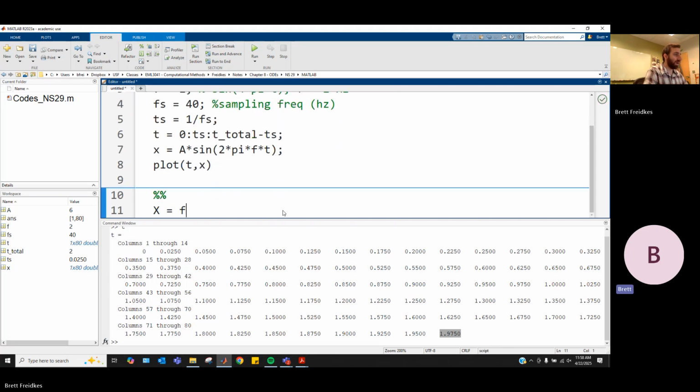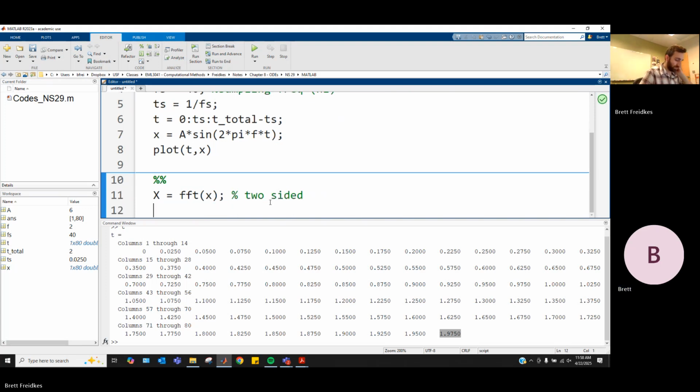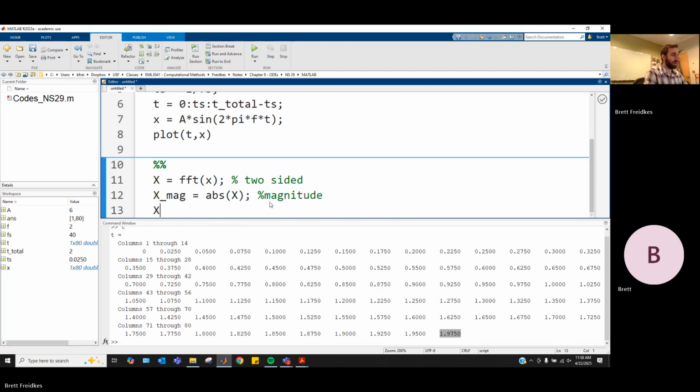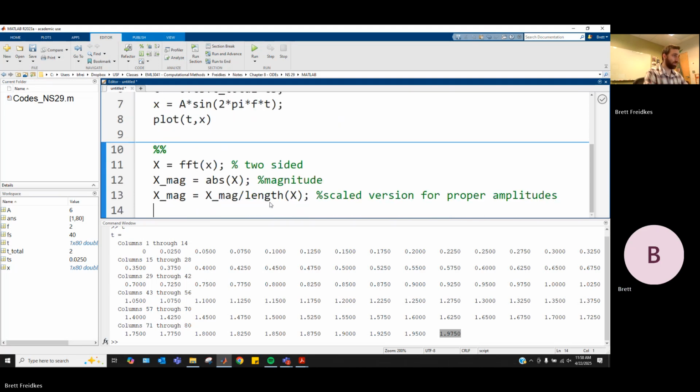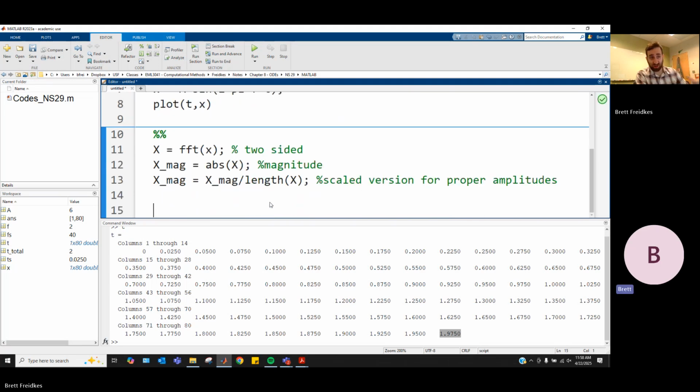Now what we want to do is compute the FFT of x. This is going to do a 2-sided one, that's the default. I'm going to take the absolute value of it to find the magnitude. And then I'm going to reassign that magnitude as this normalized and scaled version to get the correct amplitude. That is essentially the y value of my plot.